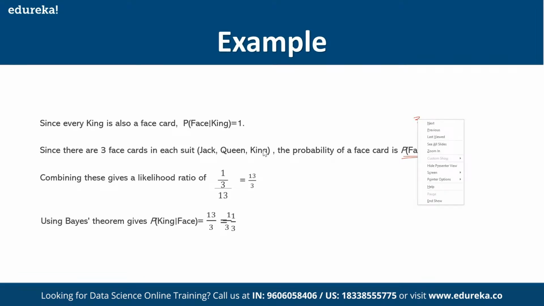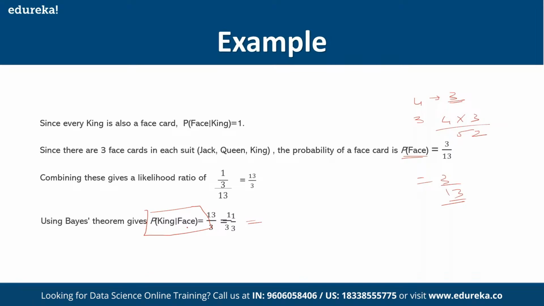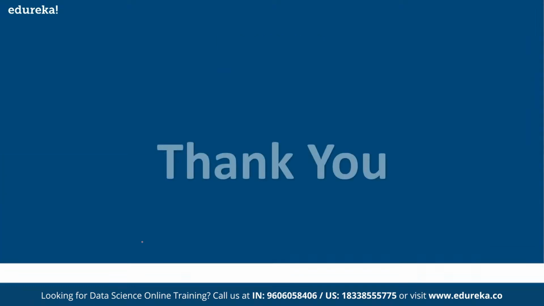In a deck, I think there are 4 colors, right? In each of the 4 colors there are 3 face cards, so in total you have 4 into 3 face cards, divided by the total 52, which comes out to be 3 by 13, right? So using the Bayes theorem, we will just put 1 by 3 divided by 13, which is equal to 13 by 3. So this will be our answer: given that it is a face card, what is the probability of you finding a king? In that case we find it using the Bayes theorem.